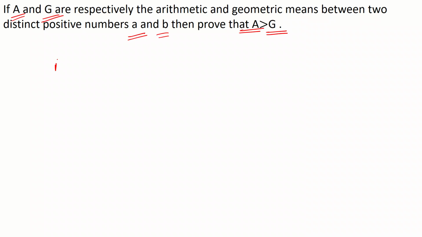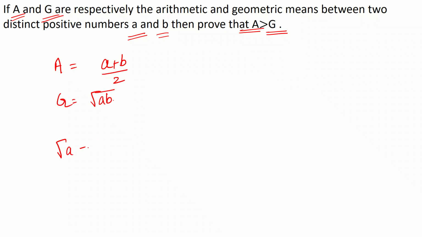Okay, so we know that arithmetic mean, capital A, is equal to a plus b divided by 2, and we know that geometric mean is equal to root over ab. Given any two numbers a and b, the arithmetic and geometric means are defined like this. Okay, now what? So now let's start with this.